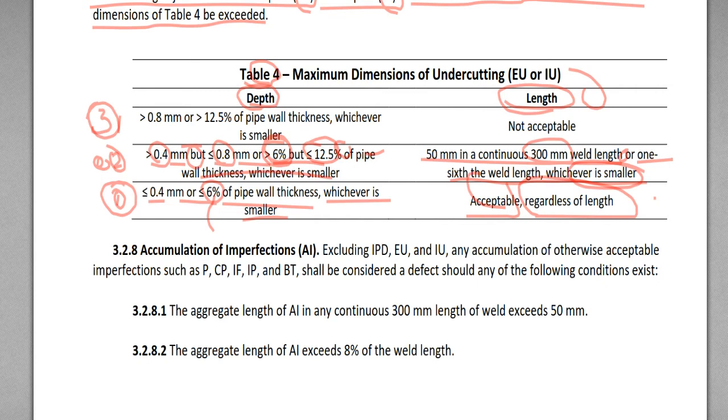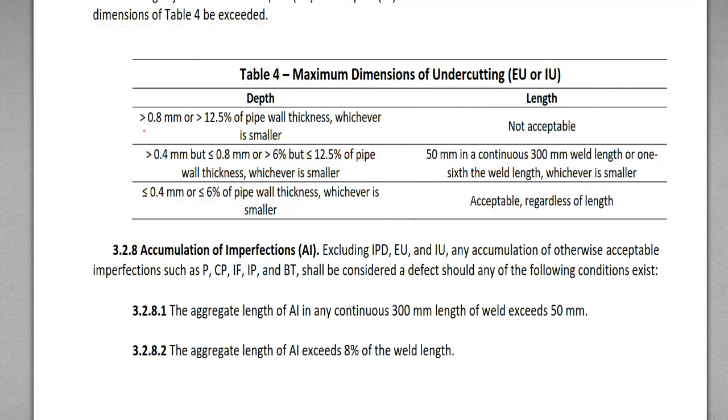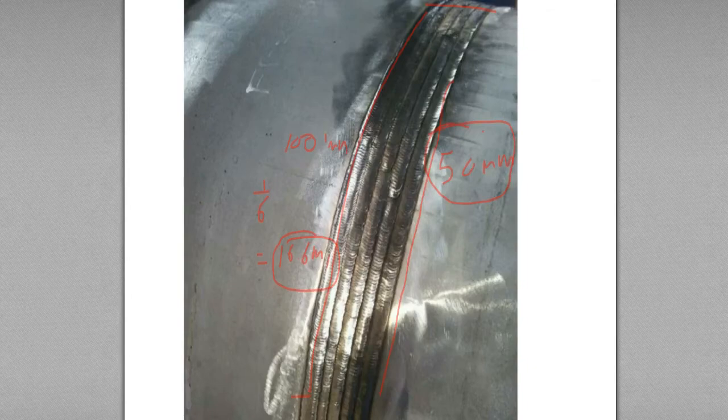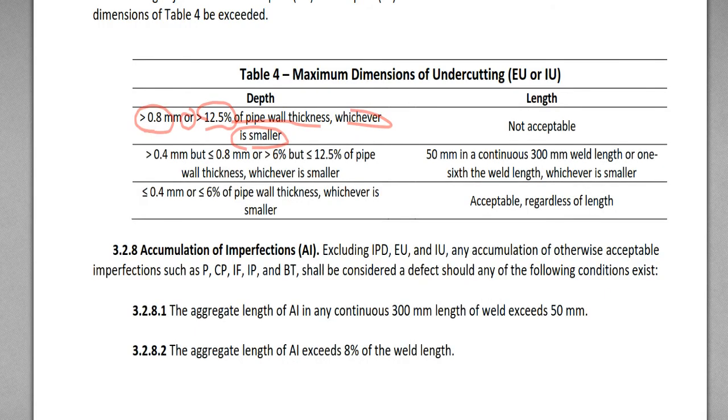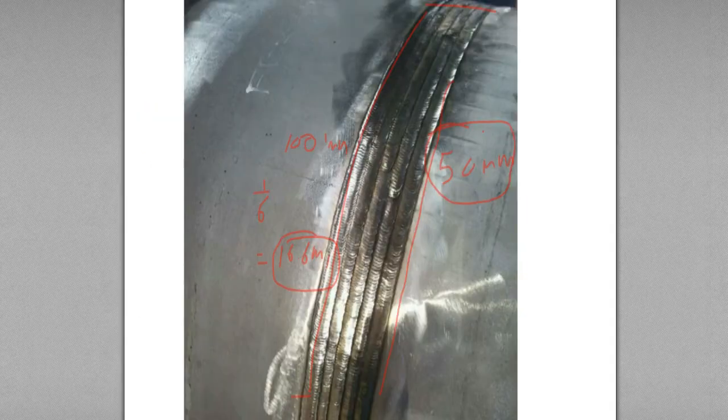This was condition number 2, and condition number 3 is depth of undercut over 0.8 millimeter or 12.5% of the weld thickness, whichever is smaller. So select the smaller value. And length is not a factor. If the depth is over 0.8 millimeter and 12.5% of the weld thickness, then this is rejected, regardless of the length of undercut. Reject.